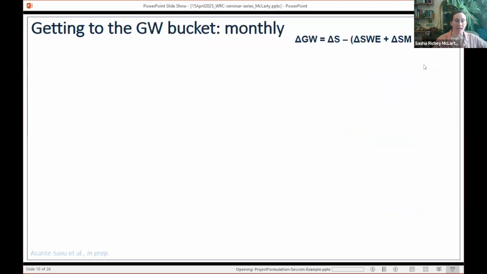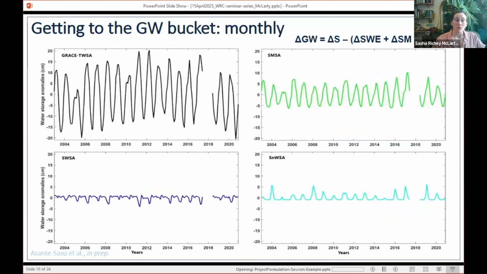All right, so let's get back to that groundwater bucket to look at monthly changes in groundwater in the CPRAS as observed by GRACE. This is work that my now graduated PhD student, Collins Asante Sasu, did. So this is what the data look like when we do this disaggregation to isolate out groundwater. In the upper left, we're using slightly different acronyms. My deepest apologies for that.